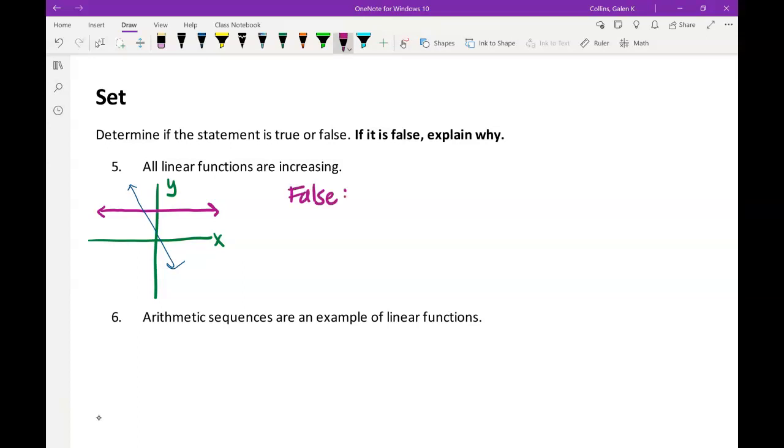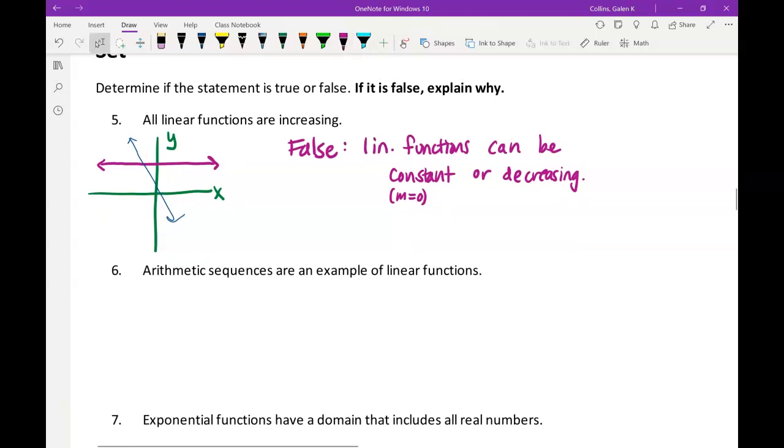and it is because linear functions, I'm having some issues with my computer. I'm sorry if it's cutting out a little bit. Linear functions can be constant, meaning that they're neither increasing or decreasing, so our slope is 0 when that happens, or decreasing. Okay, that one's not too bad.